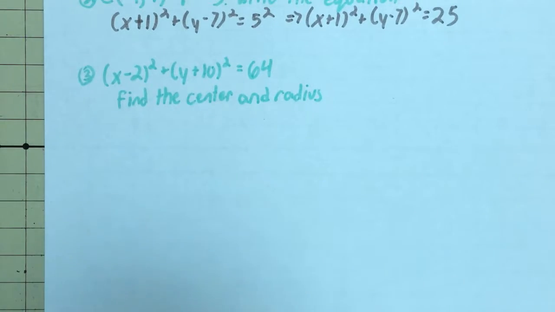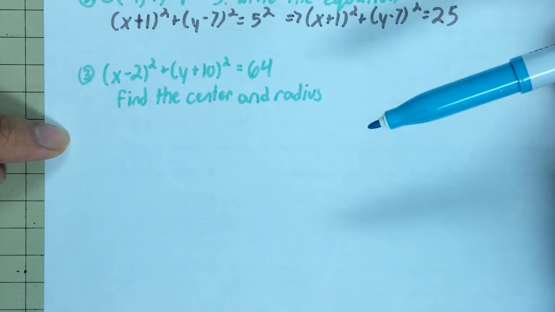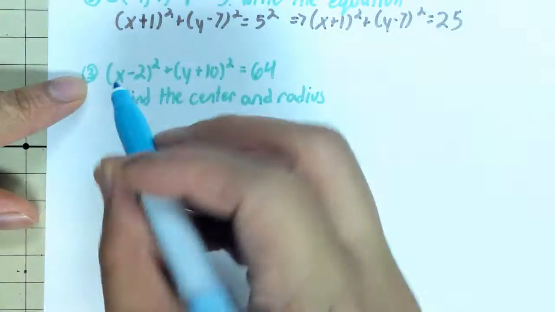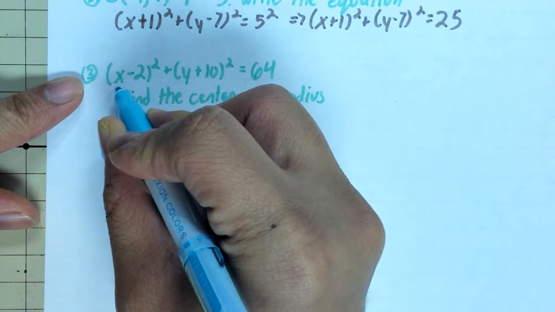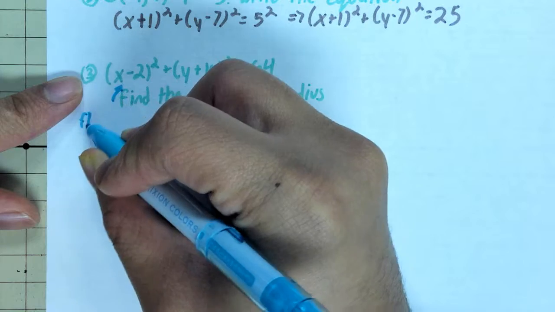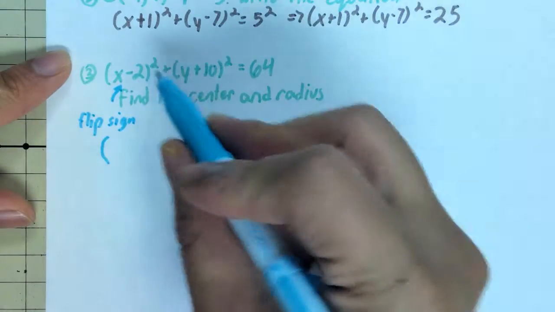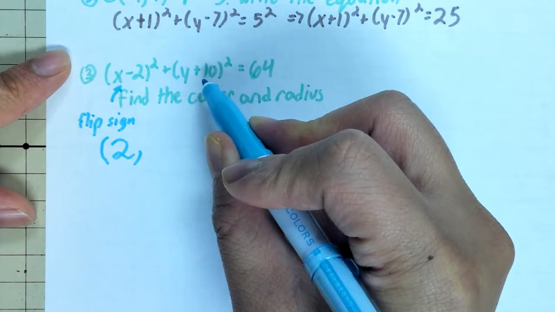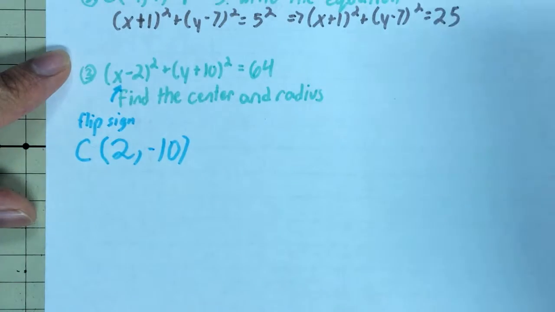My final example. This time, I'm giving you the equation. I want to work backwards to find that center and that radius. So, one hint I can give is when you go to the center, from your equation, you flip your signs. So, a negative 2 in the equation, as my point, becomes a positive 2. Right here we have a positive 10. My point down here becomes a negative 10. So my center is at (2, negative 10).